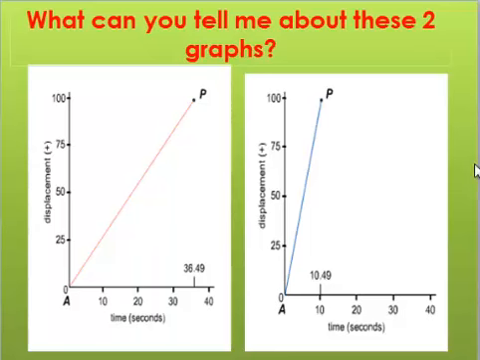The graph on the right, the blue line, tells us this object also traveled that same 100 feet, but it only took 10.49 seconds. So the blue line object was faster. It took less time for that object to travel the 100 feet, so it was faster.